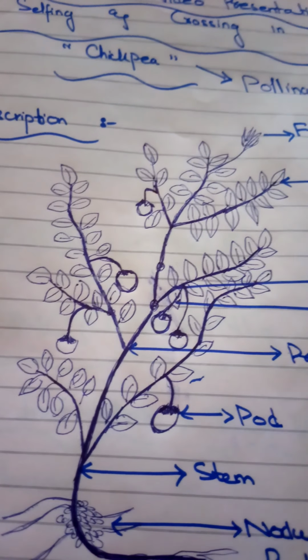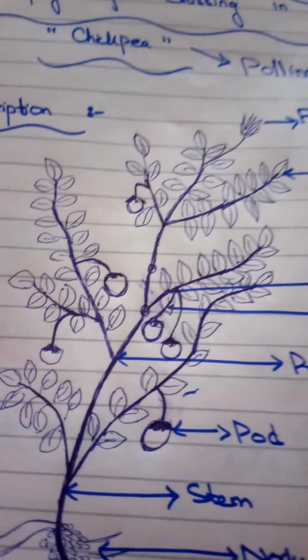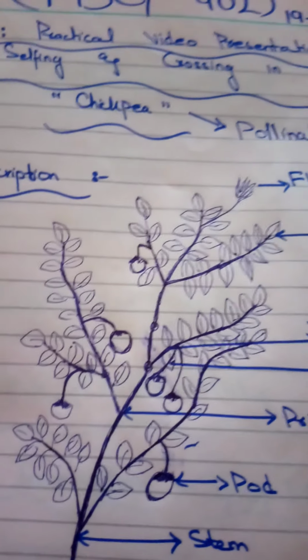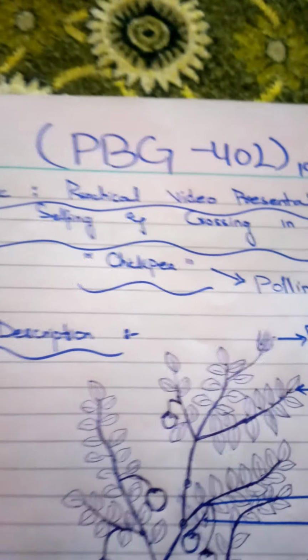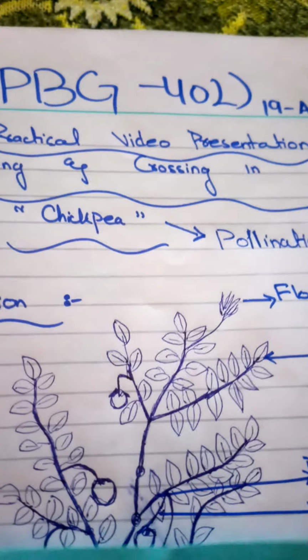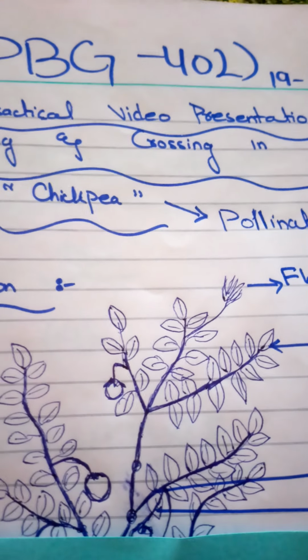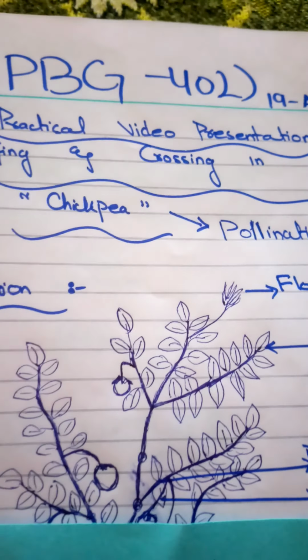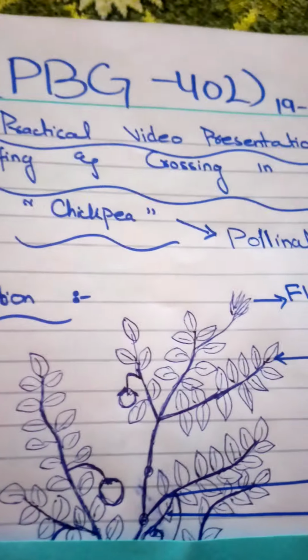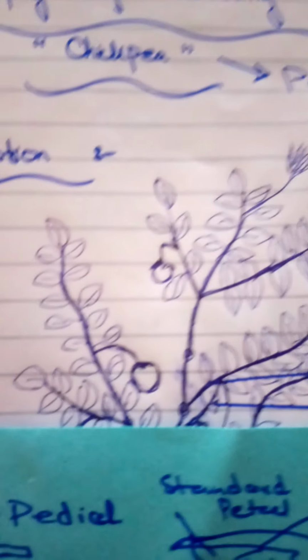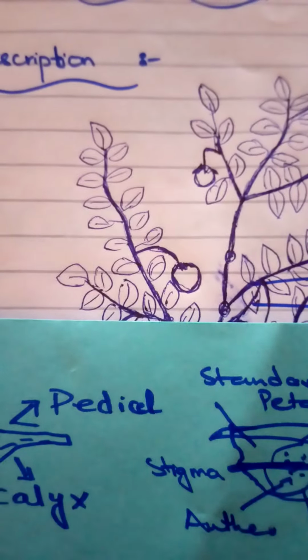And one thing more, what type of plant is chickpea? Chickpea is basically a self-pollinated crop. And what type of flower does it have? It has bisexual flowers, meaning both female and male reproductive parts are present on the same flower.